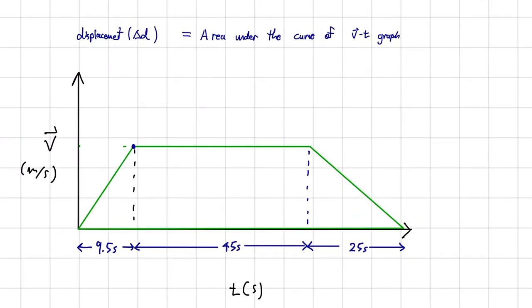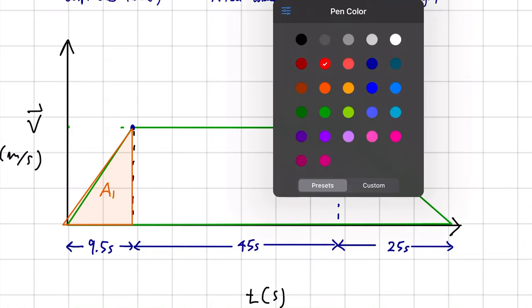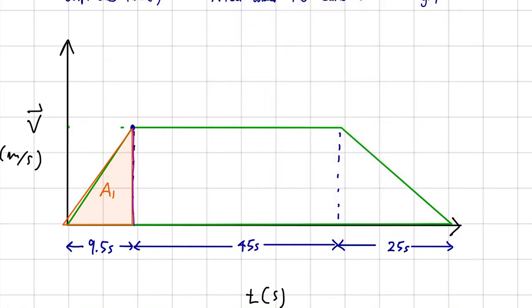So the easiest way to solve this is going to be to split our area of this trapezoid into 3 easier areas to calculate. So we're going to have an A1 here. This I call A1. We're going to have an A2, and I'll try to color code these to make it more clear for those of you who are following along.